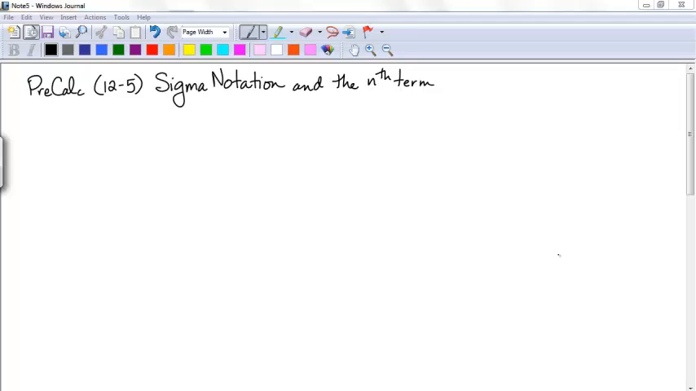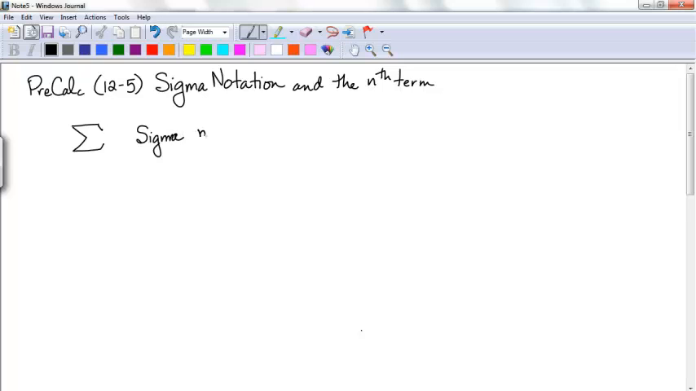Okay, we're going to go through the sigma notation and the nth term. First, the uppercase. It's just like in our alphabet. There's lowercase, uppercase. The uppercase sigma. If you start out with just a horizontal line, and another horizontal line down here, that is the uppercase sigma.